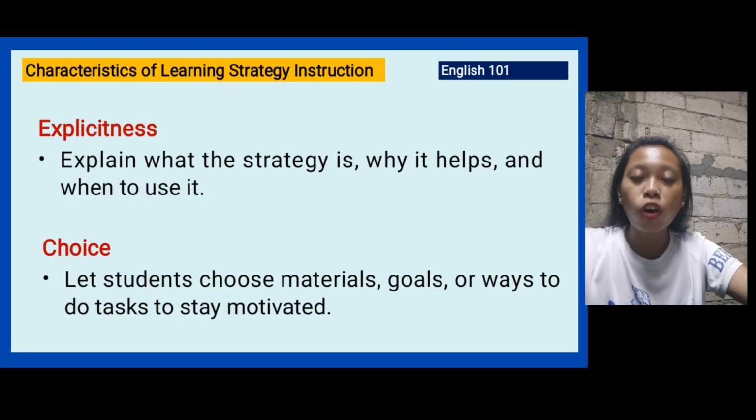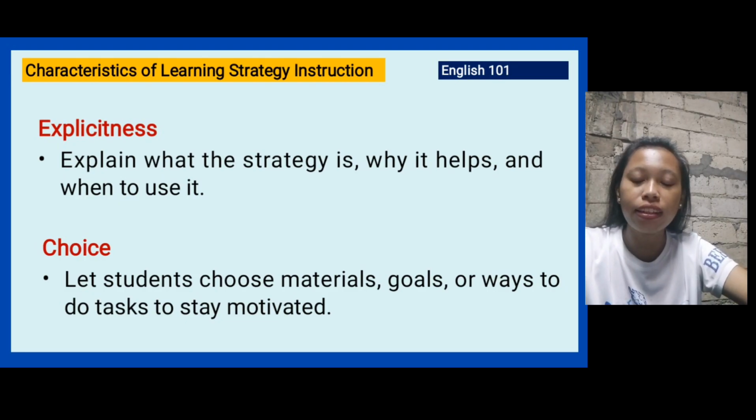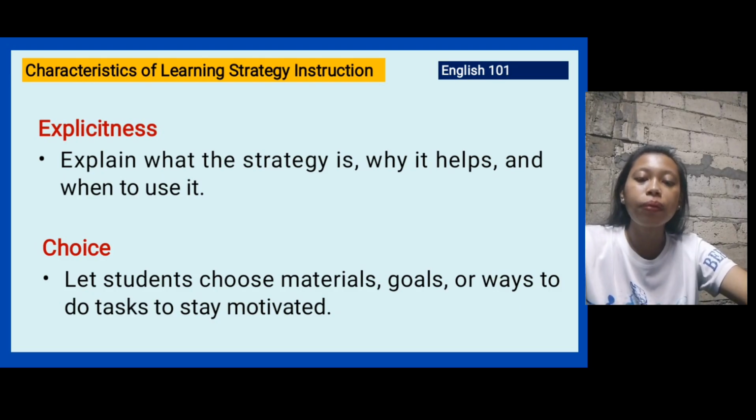Next is choice. Let students choose materials, goals, or ways to do tasks to stay motivated. Meaning, allow students to make decisions about their learning, like choosing materials, goals, or methods to keep them interested and motivated. Example, students can choose whether to read a short story or watch a short video on the same topic before discussing it. That's an example.